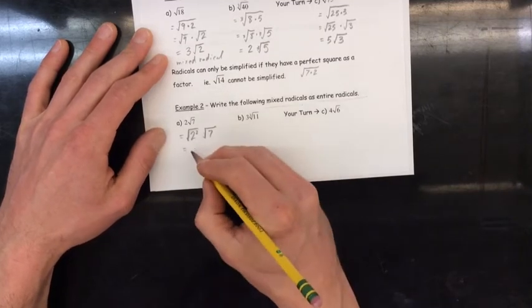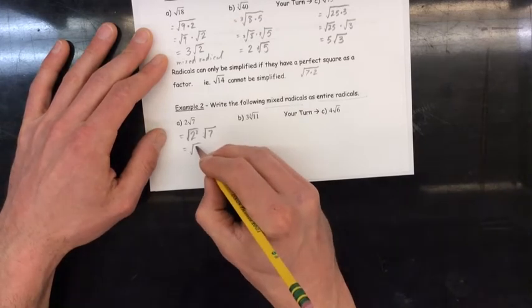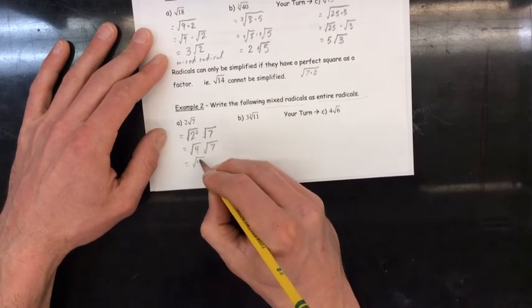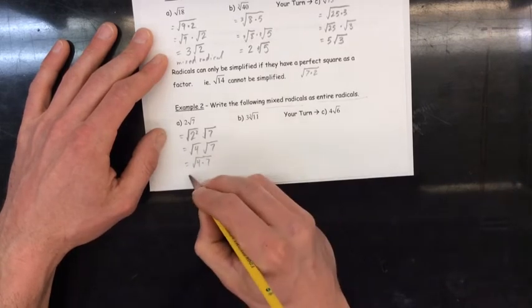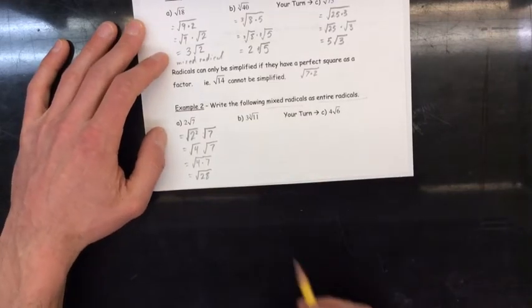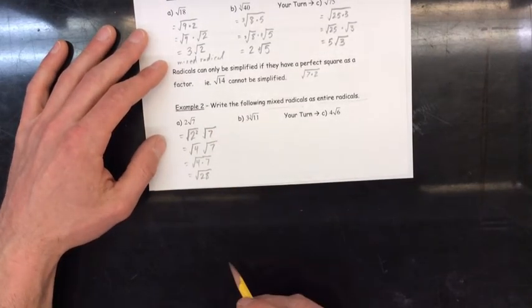So the square root of 2 squared is equal to the square root of 4 times the square root of 7. And this is equal to the square root of 4 times 7, which is equal to the square root of 28. Now some of you will not need to do this many steps, but I just wanted to be clear about how it works.